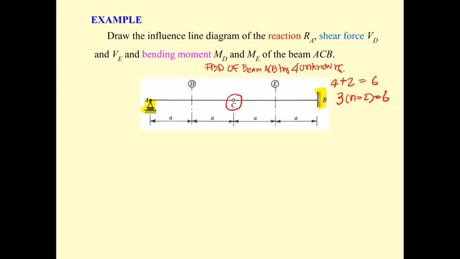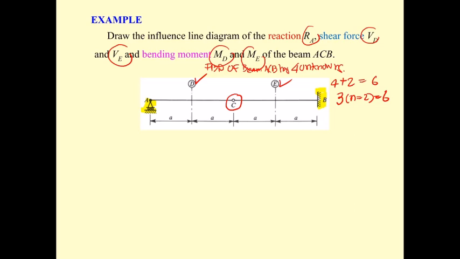Okay, and we're going to determine the influence line diagram of R sub A, of shear V sub D, V sub E, and also the bending moment of M sub D and M sub E. Okay, this is E, this is D, this is E. Let's start doing this. The Müller-Breslau principle can apply to any statically determinate beam easily.